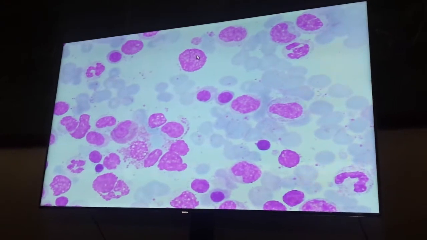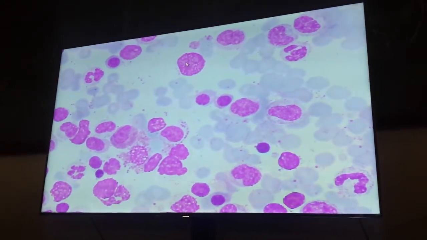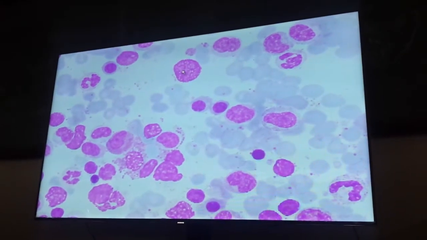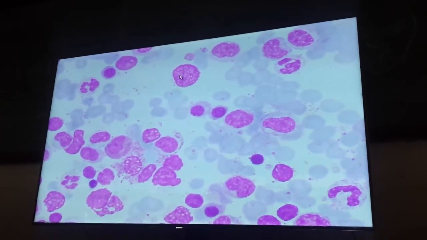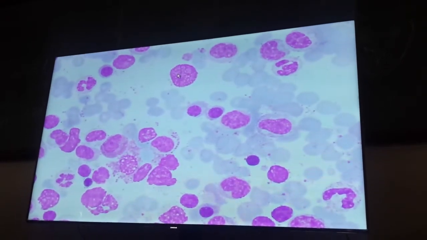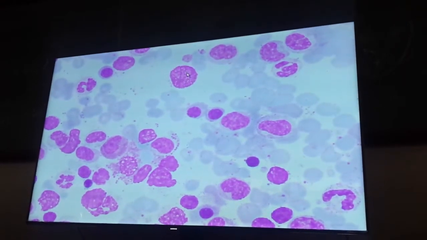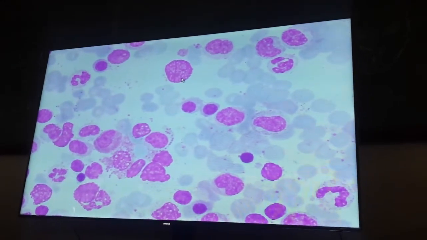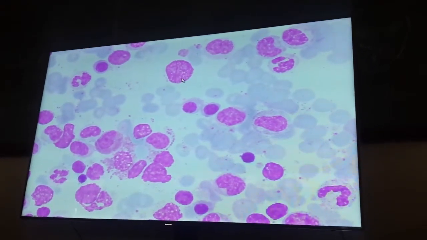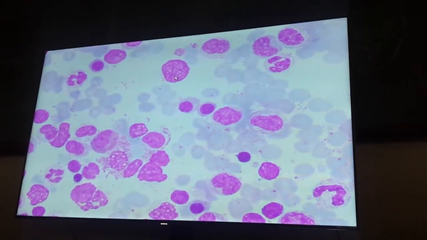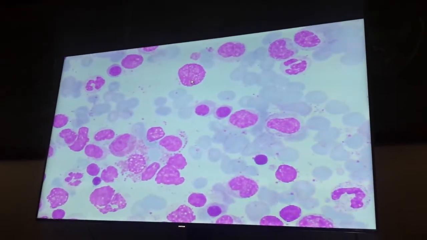Sometimes you will be able to see nucleoli. This nucleus contains two nucleoli. Now, this is a special feature of the cells in the bone marrow. Their nucleoli will appear lighter than the rest of the contents of the nucleus, unlike in other cells of the body where the nucleoli are much darker than the other contents of the nucleus.